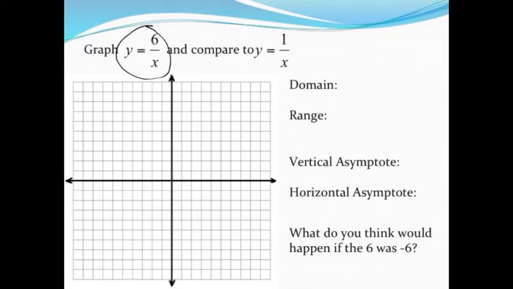The first thing that I want to note when I'm graphing y equals 6 over x is that my domain, range, vertical and horizontal asymptotes have not changed. They're only going to change if we add something. And so the number I still do not want to divide by is 0. I still do not want to have a 0 in the bottom of the fraction. My range is still y cannot equal 0.